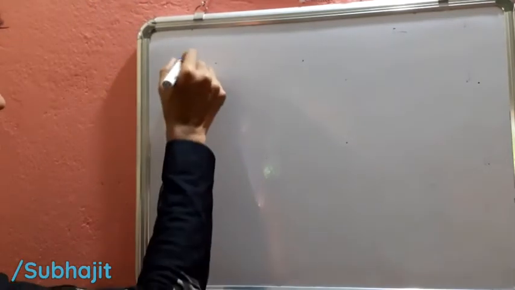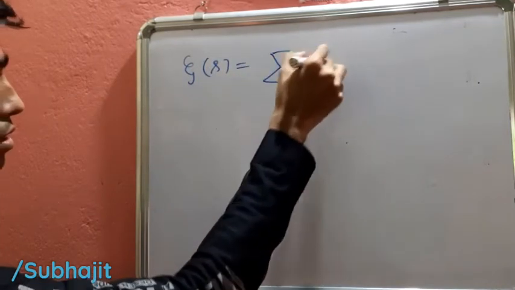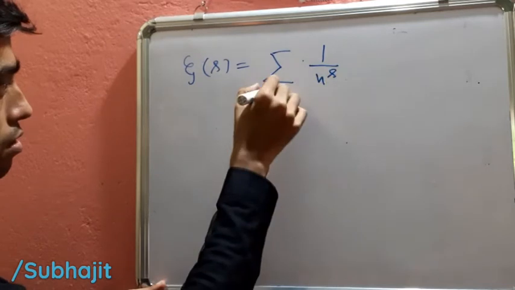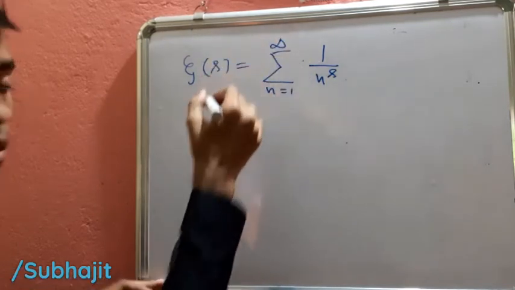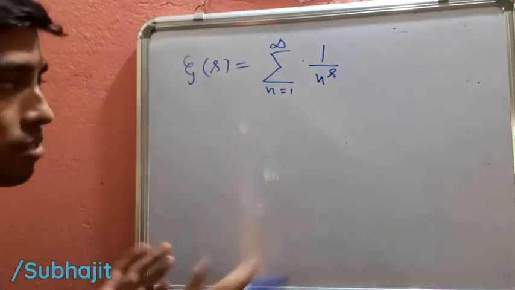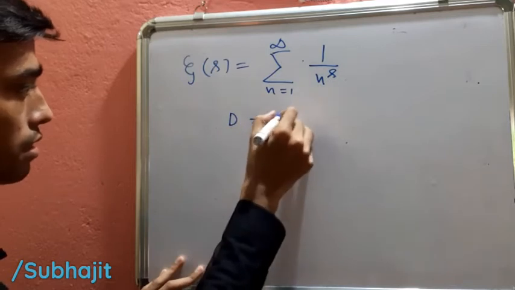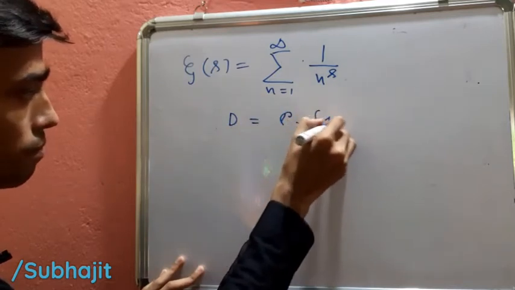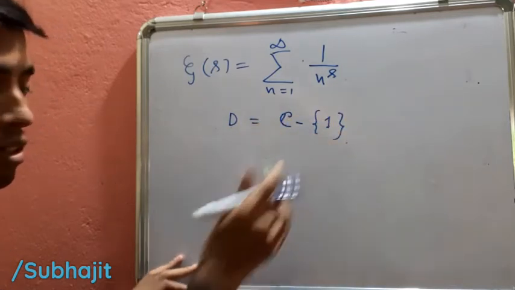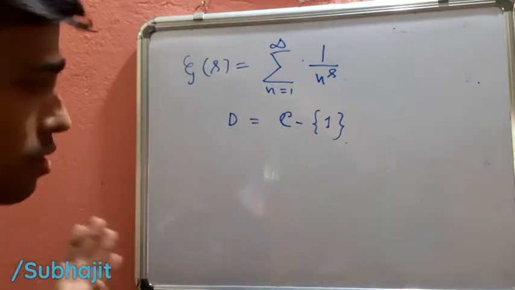Okay, now let's write the zeta function. Very good. It is the sum of 1 by n to the power s, where n equals 1 to infinity. This is zeta of s. Now some basic properties: the domain of this function is not actually C. The domain is indeed C minus the singleton set {1}. You have to delete the number 1, because at 1 it is not defined.